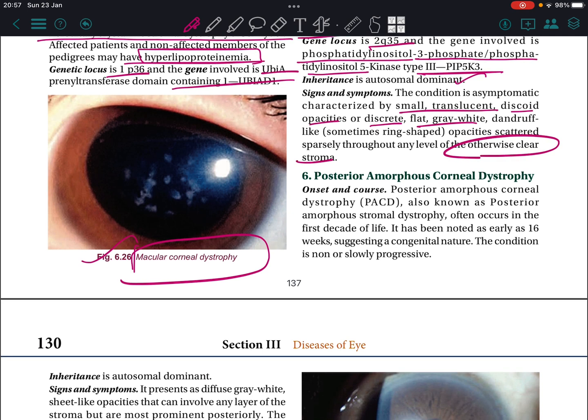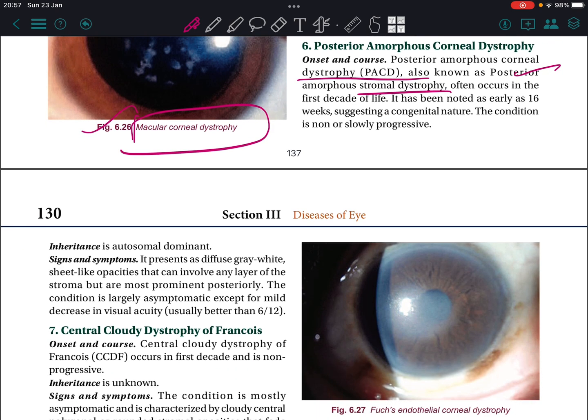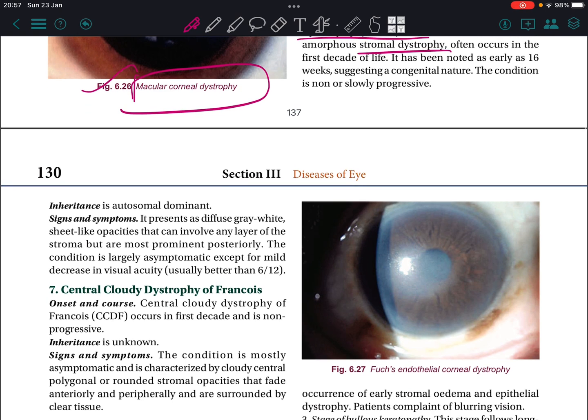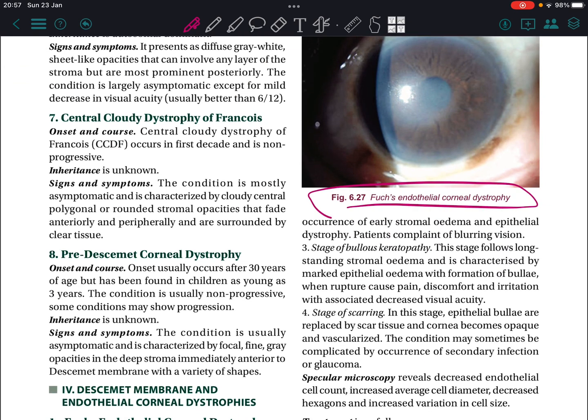Posterior amorphous corneal dystrophy, also known as posterior amorphous corneal stromal dystrophy, often occurs in the first decade of life. It has been noted as early as 16 weeks, suggesting it is congenital. The condition is non-progressive or slowly progressive. Fuchs endothelial corneal dystrophy.